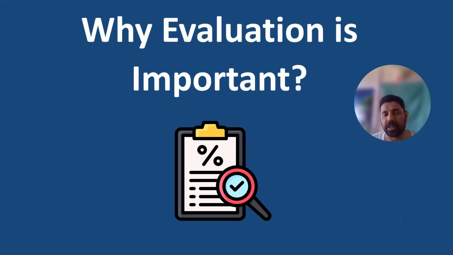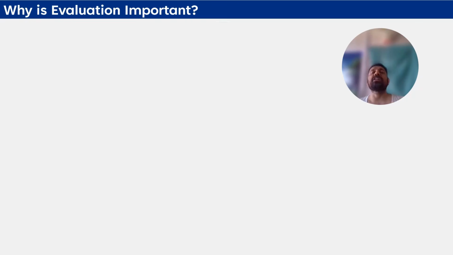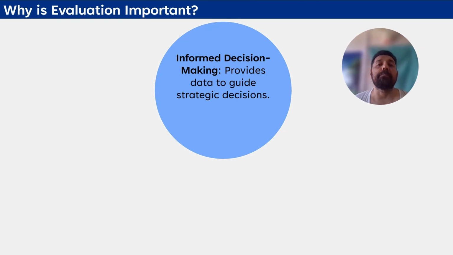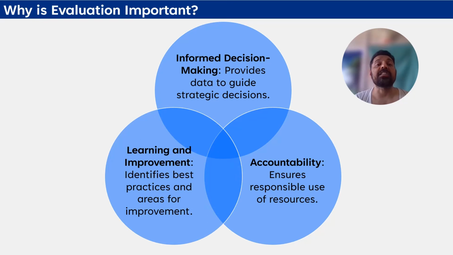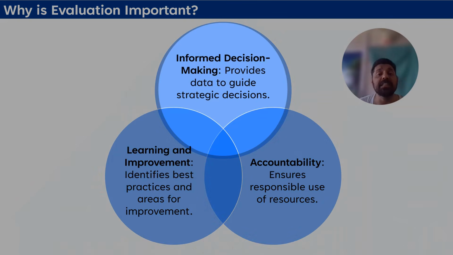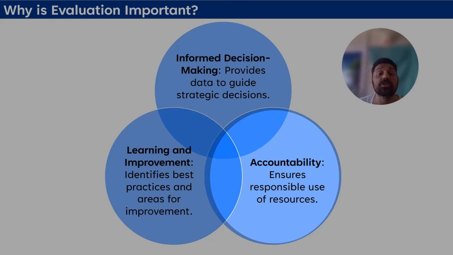Why is evaluation important? Evaluation is crucial because it informs decision making by providing data to guide strategic choices, ensures accountability by making sure resources are used responsibly, and fosters learning and improvement by identifying best practices and areas for improvement. It informs decision making. It gives you information to guide strategic decisions, modify your project, or replicate some activities which are doing well in the field. It also ensures responsible use of resources.